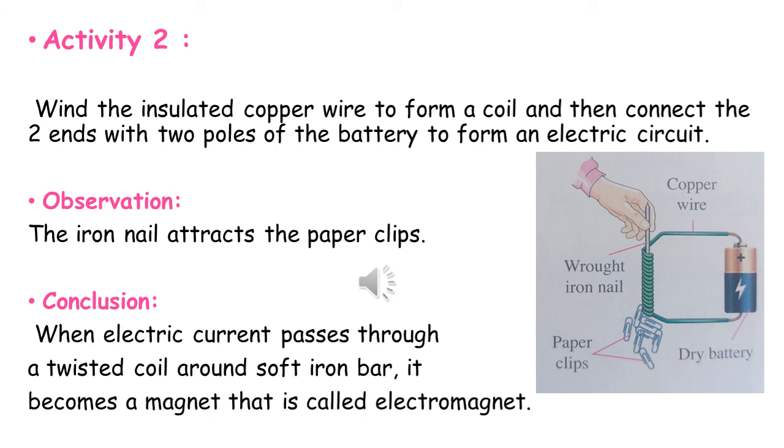Now let's talk about how we can make an electromagnet. First we will twist a copper wire around an iron nail. Then the two ends of the copper wire we will connect with the battery. What will we observe? The iron nail attracts the paper clips. From this activity we conclude that when the electric current passes through the coil around the soft iron nail, it becomes a magnet, which we call the electromagnet.